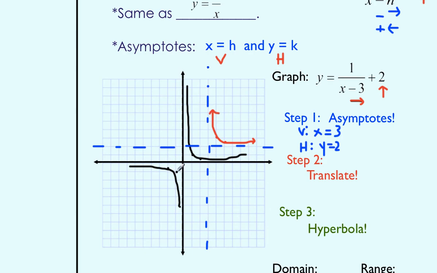But I also need to move this one over 1, 2, 3, up 1, 2. So it's this right there. And this half one moves over 1, 2, 3, up 1, 2. And it looks like that, kind of curved. Okay, so this red graph is our final graph here. So step 3 was draw the hyperbola, which I did there in red.